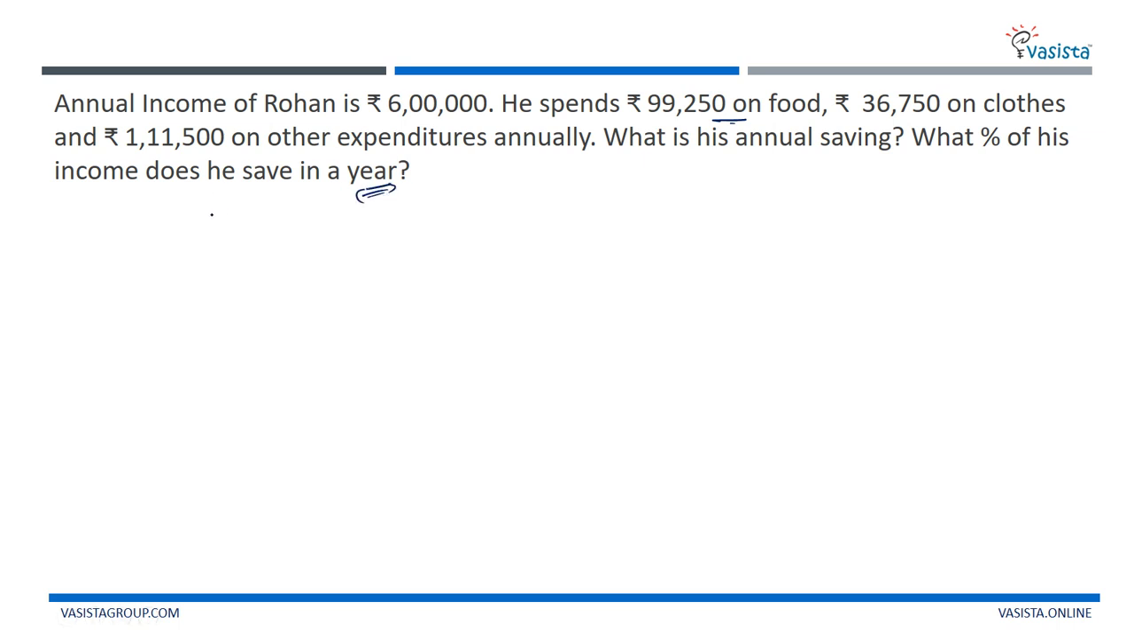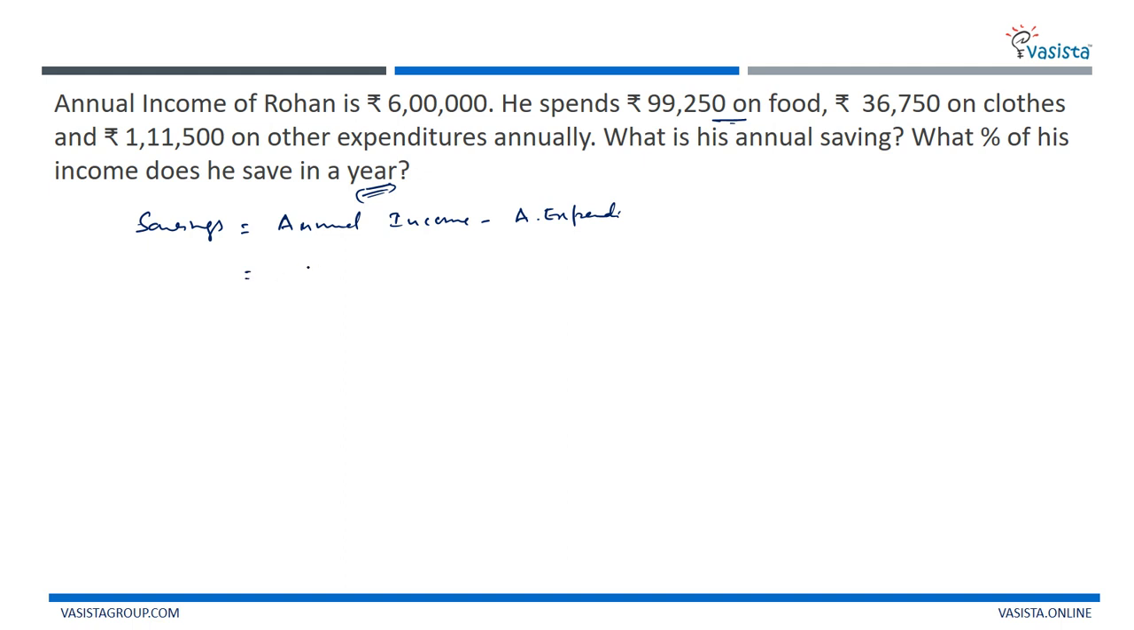Let us check out now. So the savings is equal to annual income minus annual expenditure, right? Annual expenditure.